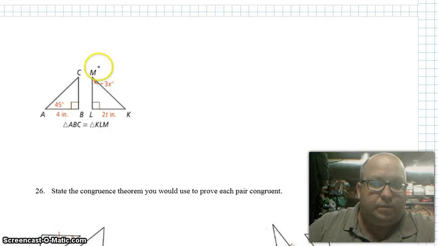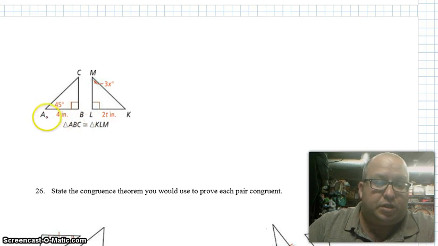Okay, well, what do we got going on here? Got a couple of right angles in here. We got a 45 right there. Says that angle's 3x. This side is 2t inches. Here's the big thing. Triangle ABC is congruent to triangle KLM. Aha, that's a pretty big piece of information.